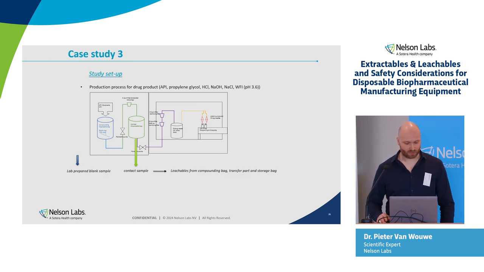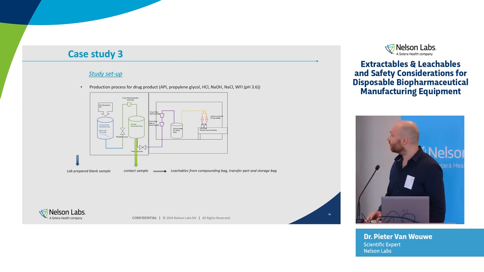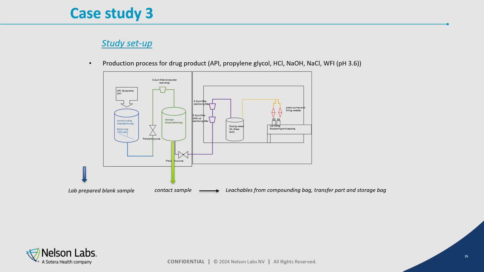So how does the study setup look like in this case? We took one contact sample on the downstream side of the storage bag, and we compared that one with a lab-prepared blank sample. Sometimes it's practically not feasible to take an appropriate blank from the production process. Sometimes sampling could be an issue, and in that case you can make a lab-prepared blank. And we wanted to compare that contact sample with that lab-prepared blank. Which leachables are then in scope? The ones from the compounding bag, the transfer part, and the storage bag.